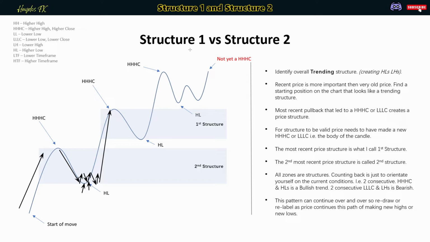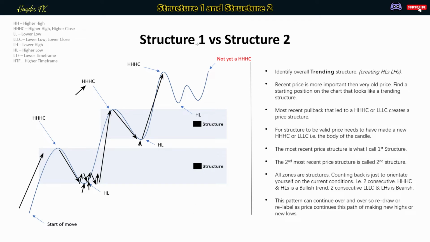When I've got two structures, what I'm looking for is the same thing. I'm looking for it now, from that high, the second higher high, higher close, to pull back, make a higher low, and then do the same thing again. Then what I've got here is, disregard the names for just one second. Let's pretend those names don't exist. We've just got basic structure in the market.